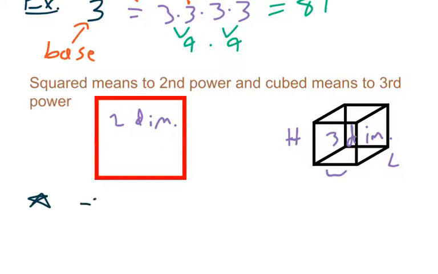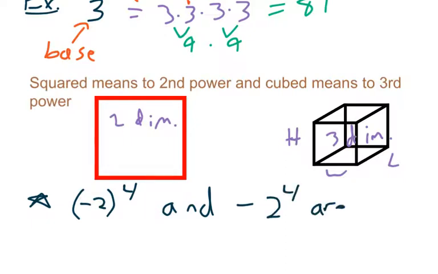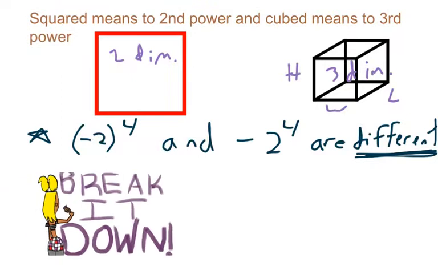Alright, negative 2, if we put it in parentheses and put it to the 4th power, and negative and then a 2 to the 4th power are different. And this is a little challenging to grasp at first. So I'm going to break it down for you. Breaking it down.